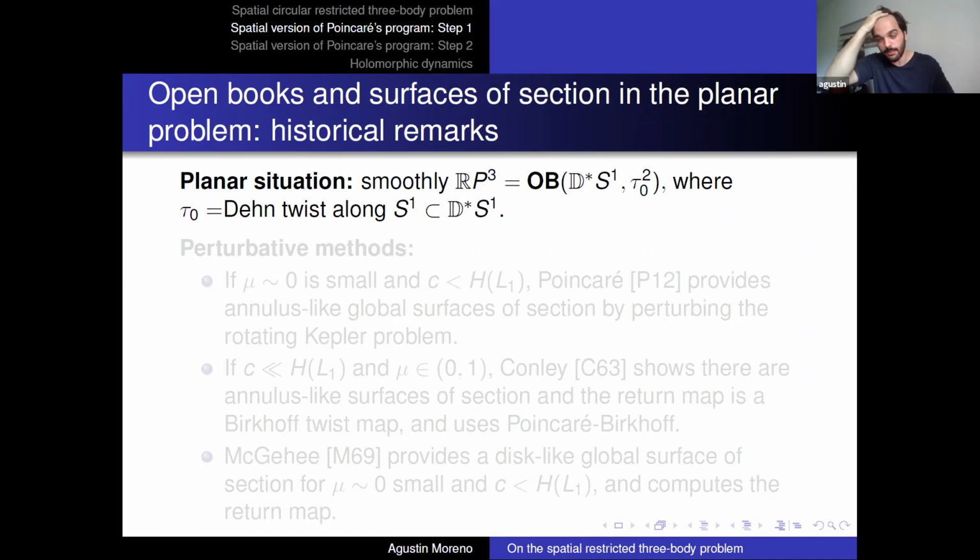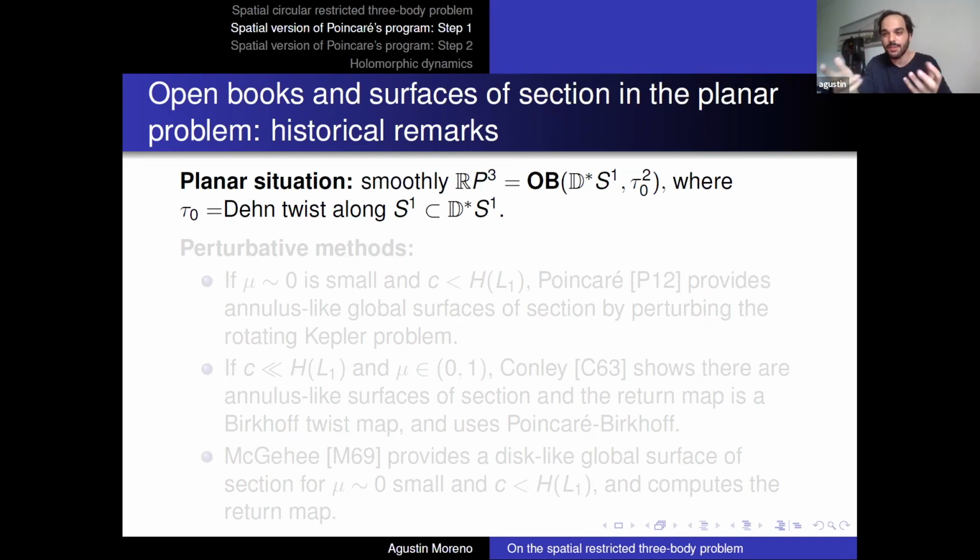So the planar problem has been studied for a long time, smoothly. As I said, after we regularize the dynamics, we shall see a copy of RP3 if we're in the subcritical energy range. RP3 smoothly has the structure of an open book whose page is D*S^1, and its monodromy is the square of a Dehn twist along the zero section. So what I would like is that I should be able to find some concrete open book of this abstract type, adapted to the given dynamical system in RP3.